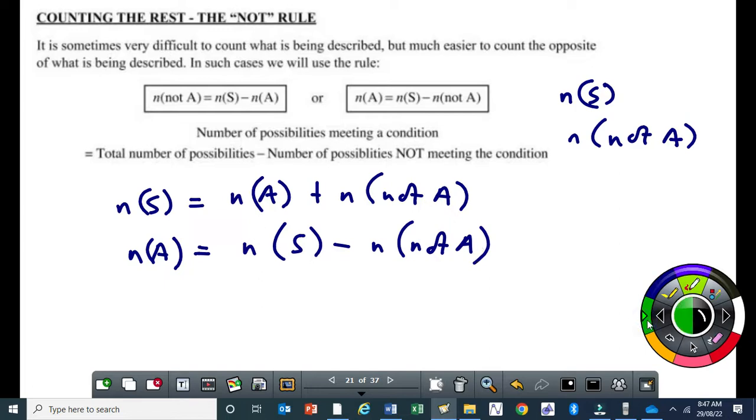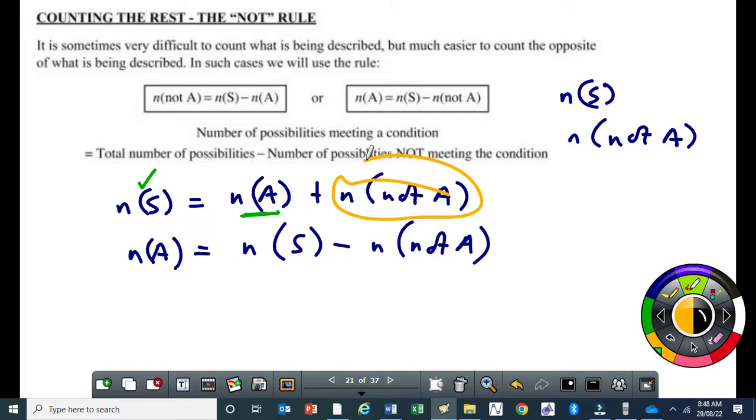Okay, the basic idea is if you read the question, you need to determine the total number of all possibilities. Now, if you're asked to describe a specific possibility, a specific favorable outcome, sometimes it can be difficult to find this directly. So what you do in such a case is find the opposite of what you want to find.